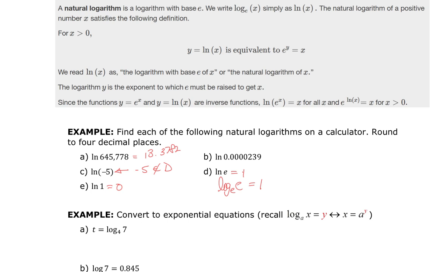And then I'm going to do the natural log of 0.0000239. And I get -10.616. There's a 4 in there, 416. There we go. So we have these on our calculators. Nice, easy peasy. Make sure you know how to use log and natural log, and know when you can't use it because of a domain issue.